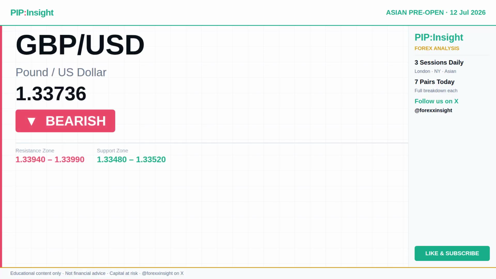Pound dollar. The chart is showing bearish structure on this session. The 4-hour trend is to the downside and the 1-hour is also pointing lower. Resistance is marked between 1.3394 and 1.3399. Support is marked between 1.3308 and 1.3352. Here is the full chart breakdown.